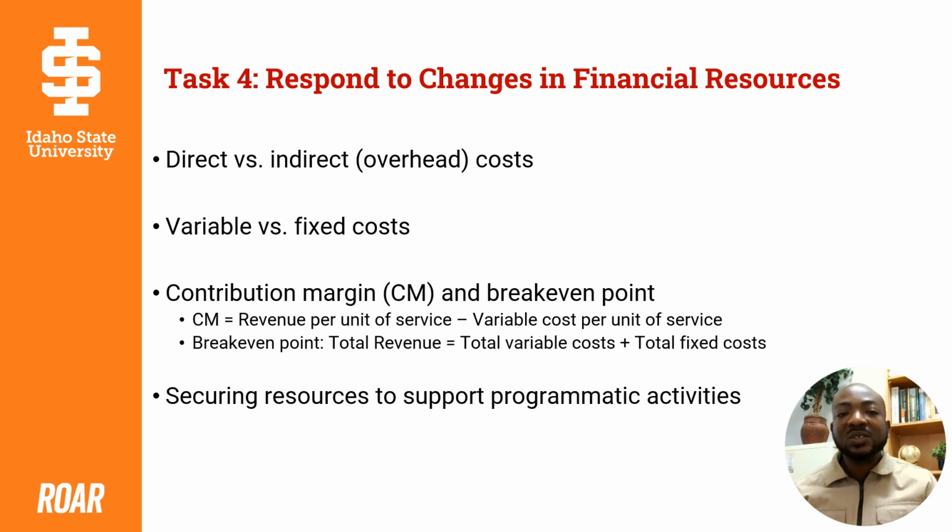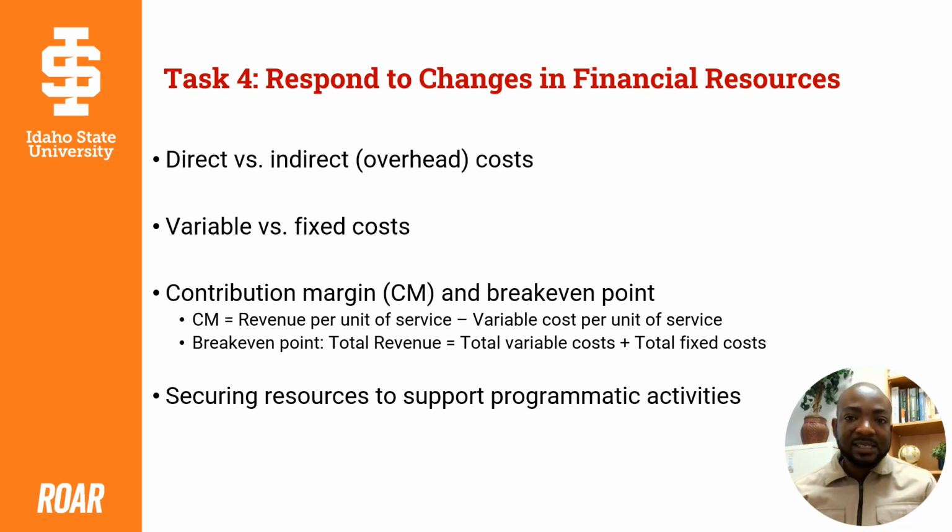If staff hired to deliver a particular program are paid a set salary, regardless of the volume of services they provide, then these staffing costs are fixed and direct costs. If these staff are paid on a per unit of service provided basis, then staffing costs will vary depending on the volume of services that are delivered, and they are variable direct costs.